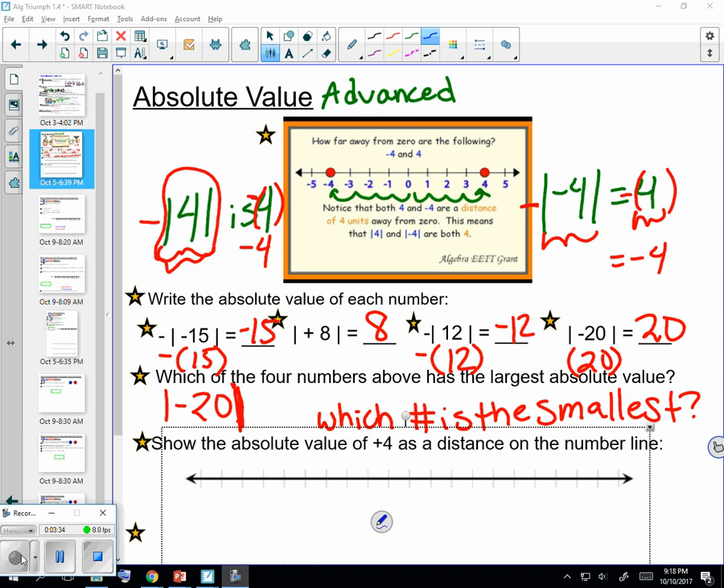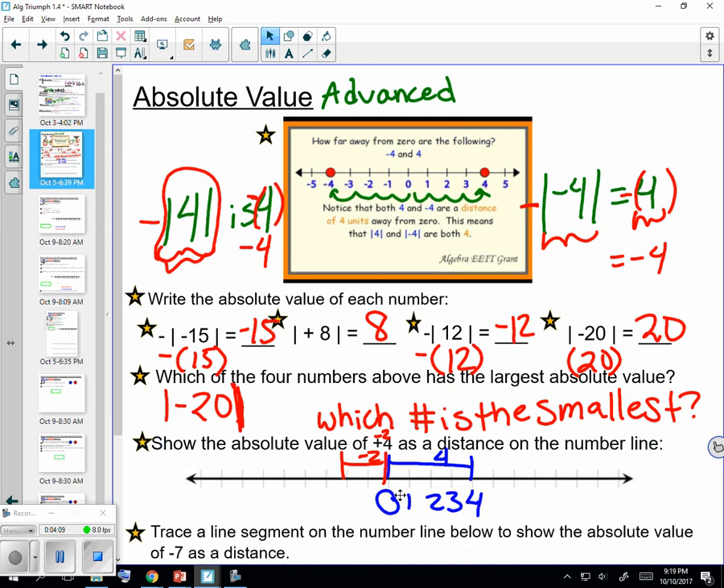Showing the absolute value of 4 as a distance on a number line, I need my 0. I need my 4. I count in between. And I would say that this is the absolute value. It's 4. There's no direction because I'm not asking you positive or negative. If I said instead, show me the absolute value of -2, you would show me no arrows and -2.